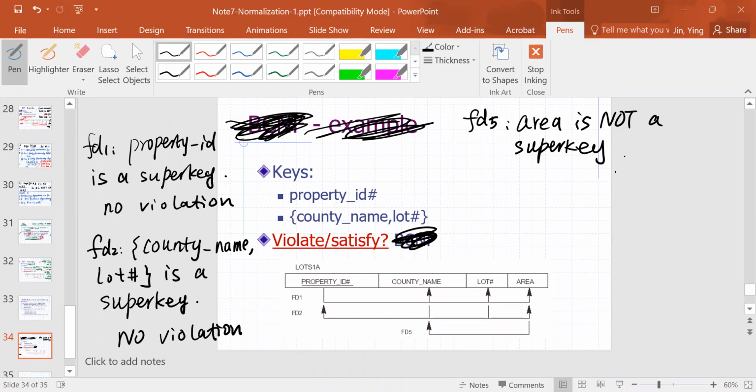Then we check the second condition, and that's the right-hand set. And in this case, the right-hand set is county name. So is county name a prime attribute or not? County name is a part of the second key, right? It's part of this key. So this is a prime attribute. So you can see, although this is not true, this is true. And third normal form only requires one of them to be true. So that's why here, normalization.